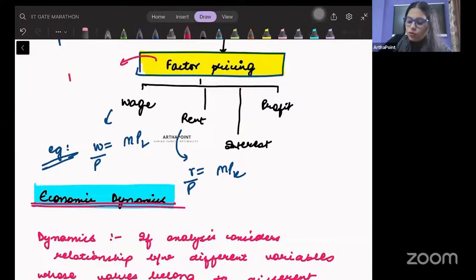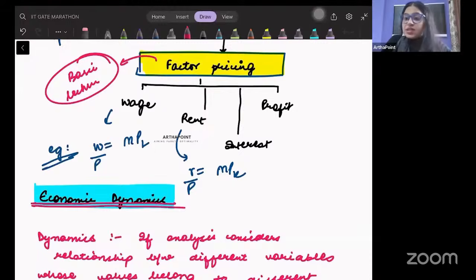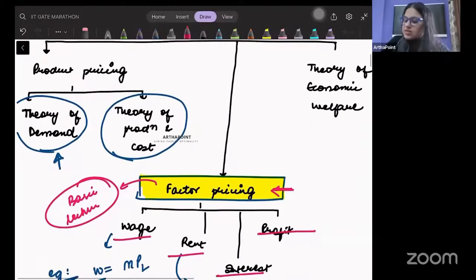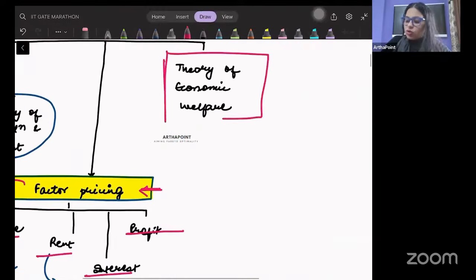इस पे if you go to the basic lectures ना, you will find another chapter completely which talks about factor pricing and that's an important chapter. क्योंकि वो बताता है कि फैक्टर के प्राइस कैसे डिसाइड किए जाते हैं इकोनॉमी में एंड यू मे गेट एन एमसीक्यू बेस्ड ऑन दैट.